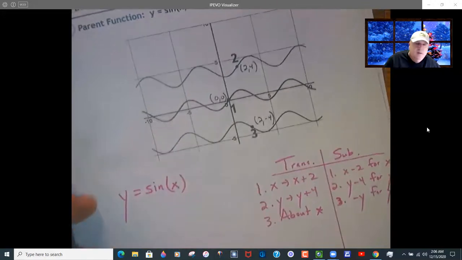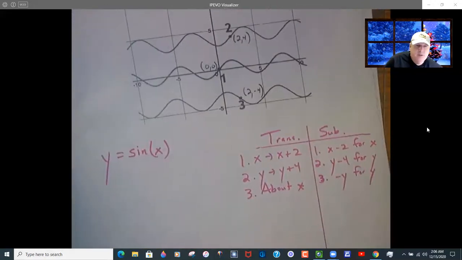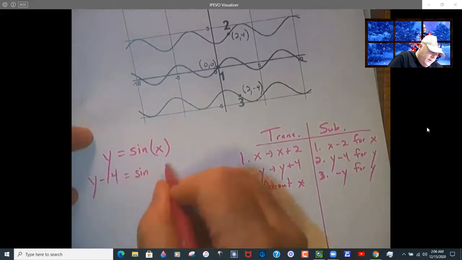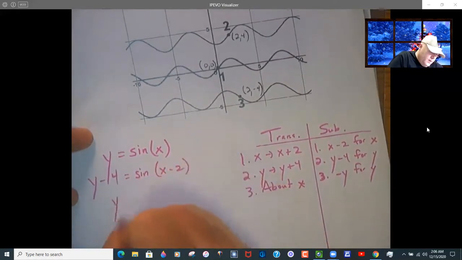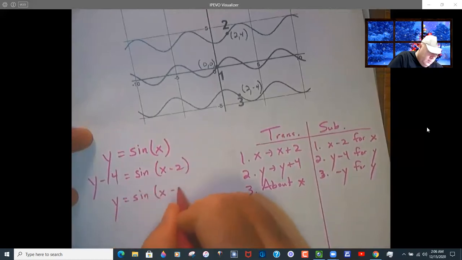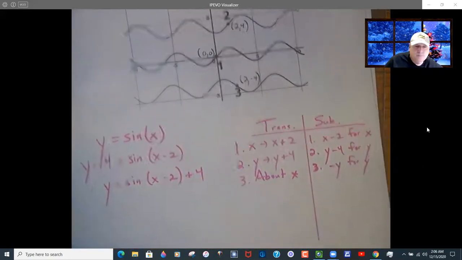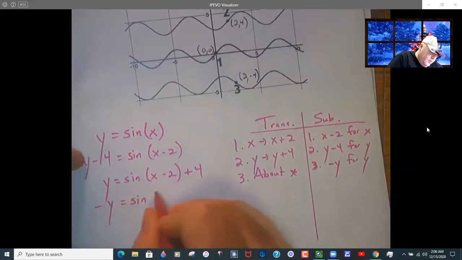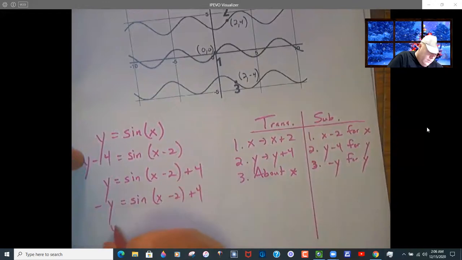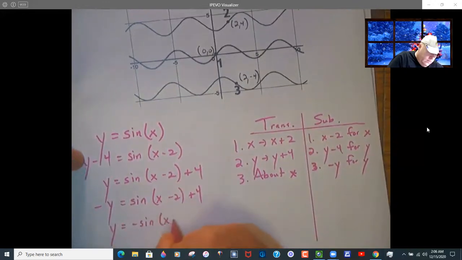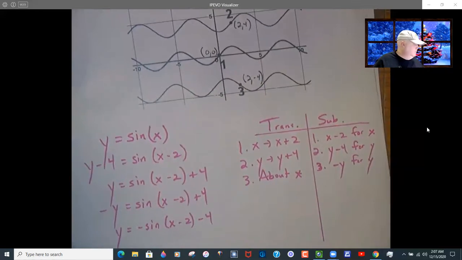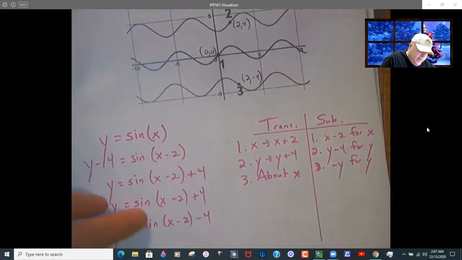Sine of x, a function we haven't studied yet. It's just a wave, but you still do the same thing. Y minus 4 equals sine of x minus 2. Solve for y. There's no simplifying you can do. And now put in negative y for y and run it through the right side. Don't put it into the parentheses. So, last problem, simplified out, is that.